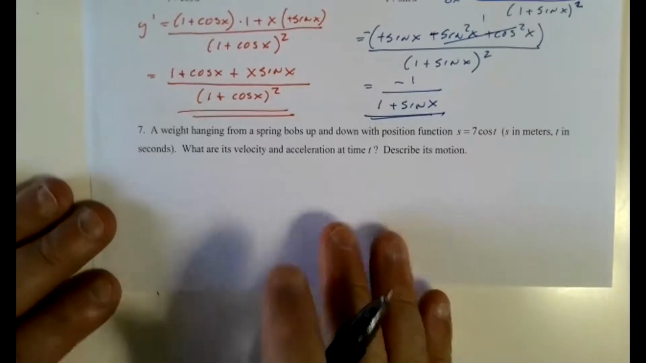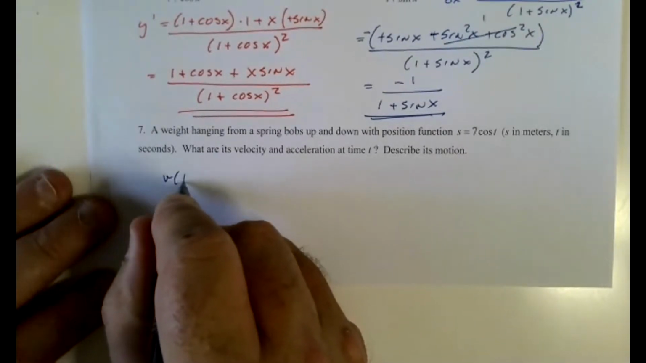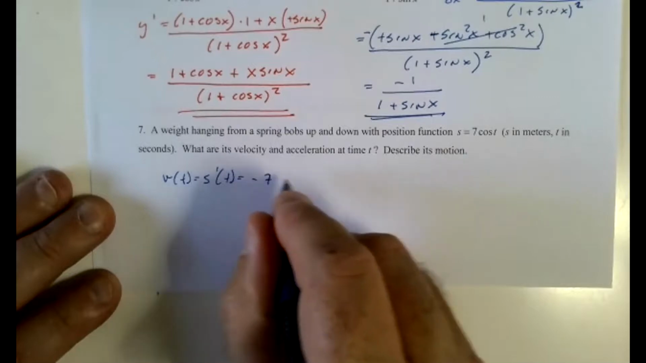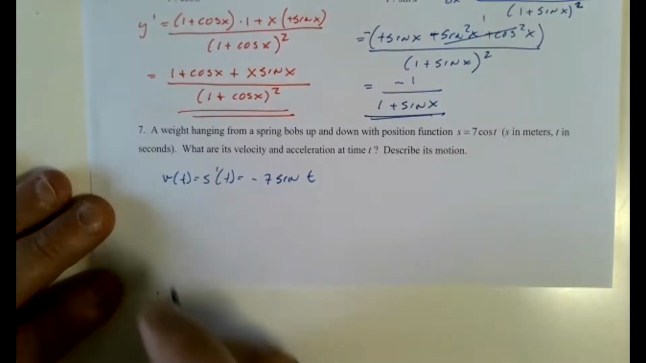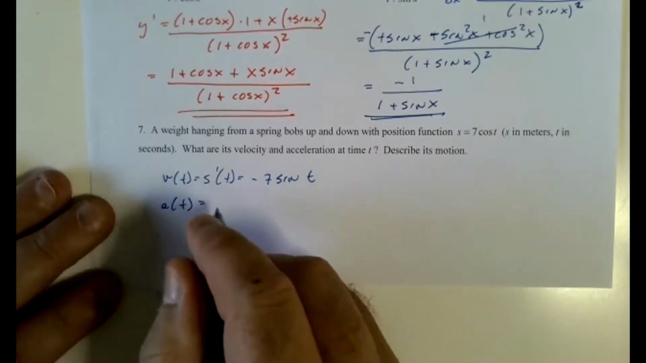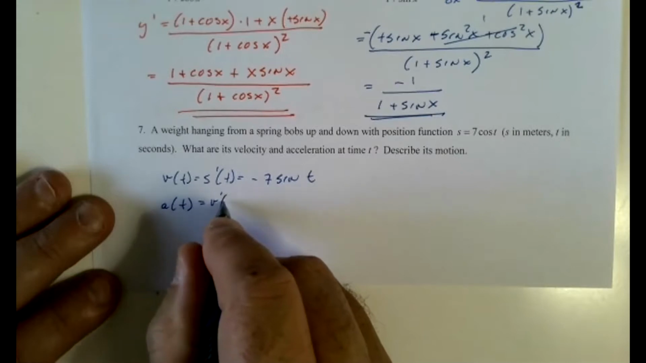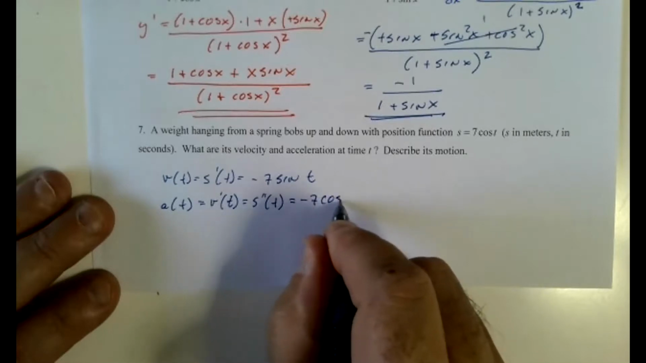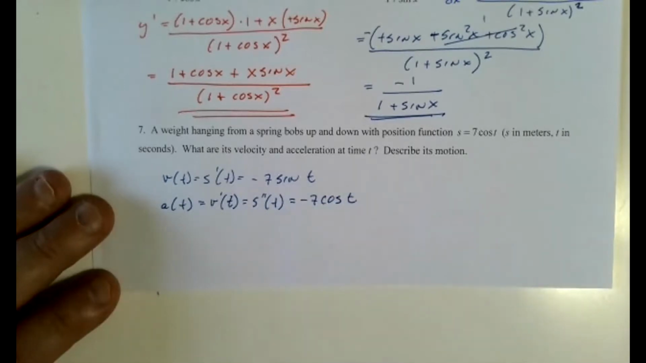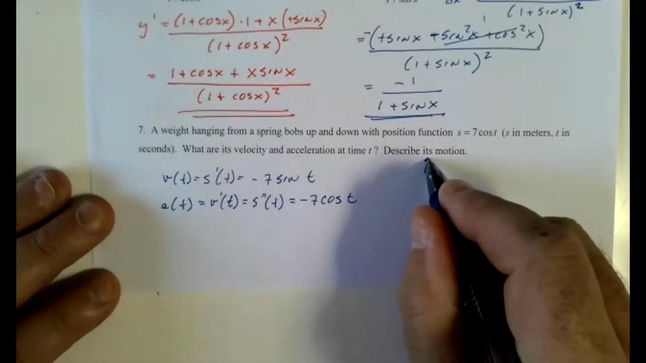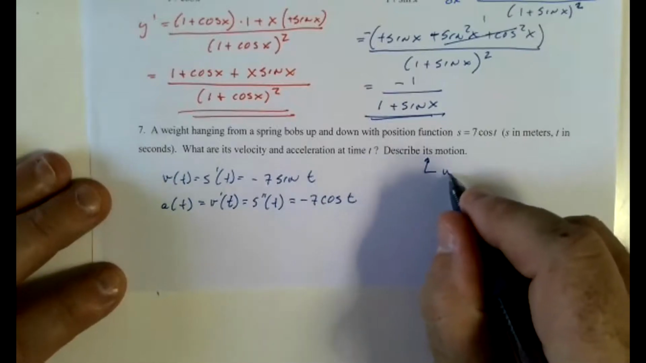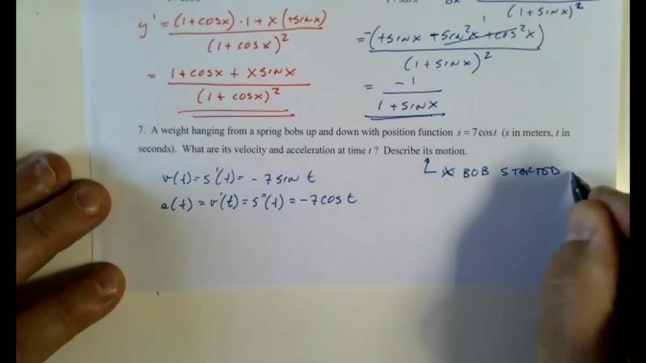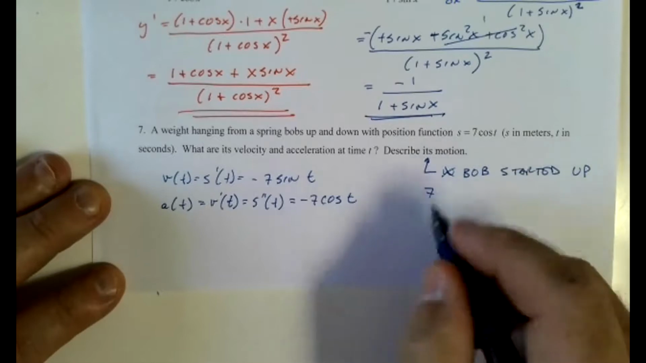Weight hanging from above. V of t equals s prime of t equals negative 7 sine of t. A of t equals v prime of t equals s double prime of t equals negative 7 cosine of t. Describing its motion, we'd start it up. Yeah, let's call it a bob. Bob started up 7 meters.